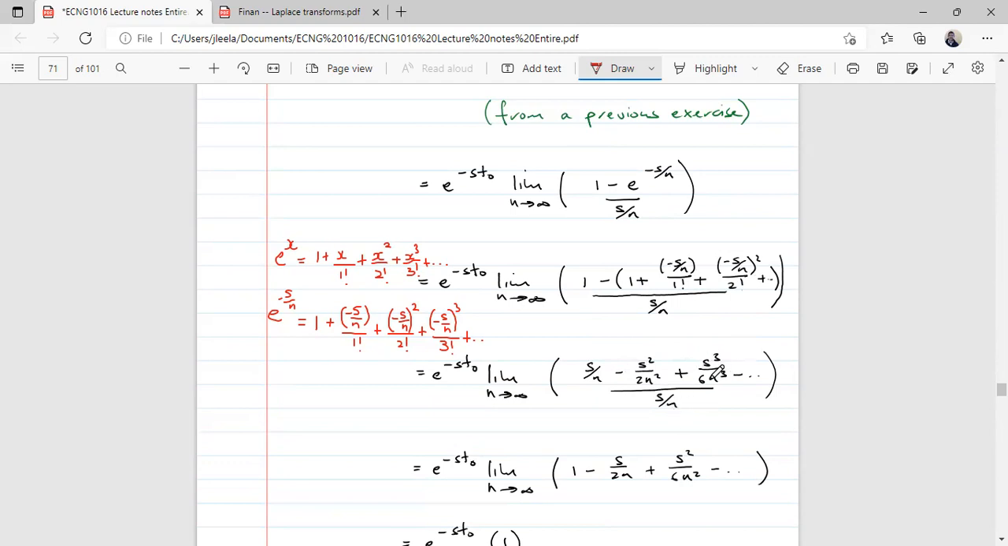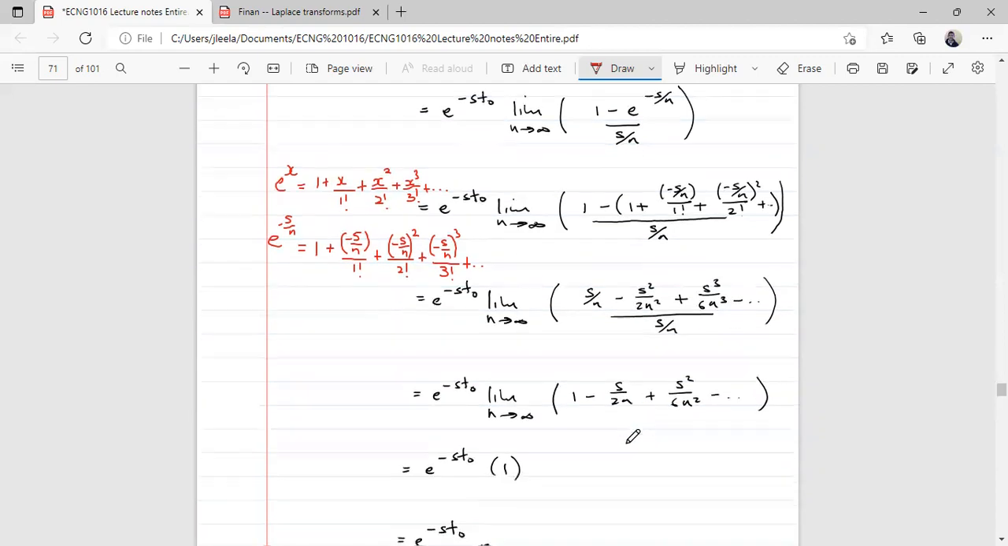And then you have to divide all that by S over N, right? So notice here, the S over N will cancel with this S over N. And then this one here, one of the S will cancel with this S. And one of the N here will cancel with this N, and so forth. So beyond the first term, you will always get terms with S and N in them. S in the numerator, N in the denominator.